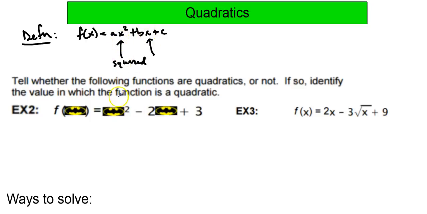So I made a little bit of a funky function here. f of the Batman symbol is equal to the Batman symbol squared minus 2 times the Batman symbol plus 3. We want to tell whether it's a quadratic. Well, do I have that form? Whatever is in this slot right here, is that squared in this particular one? For this one it is. So it is a quadratic, and in particular it's a quadratic in the Batman symbol.